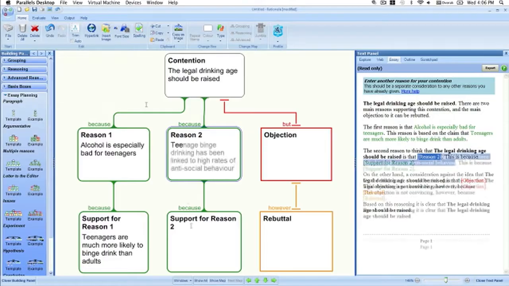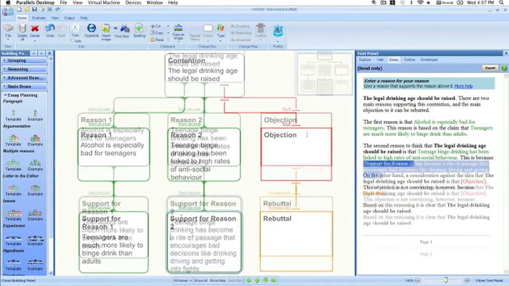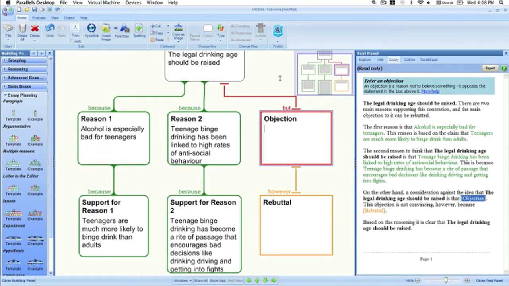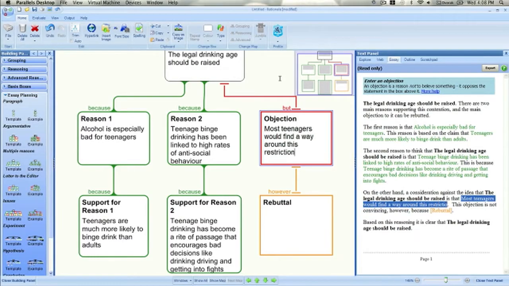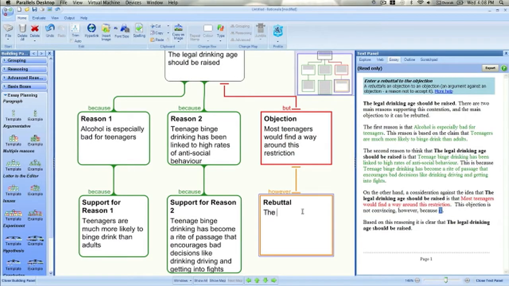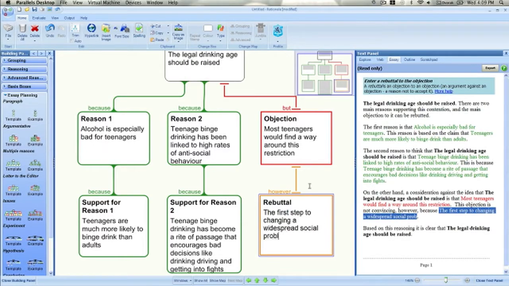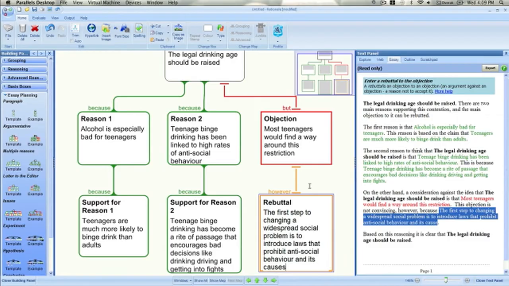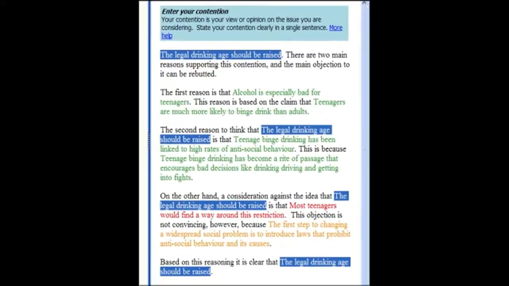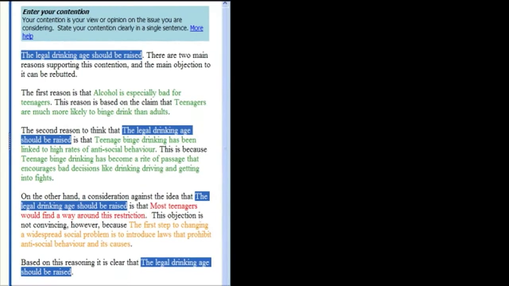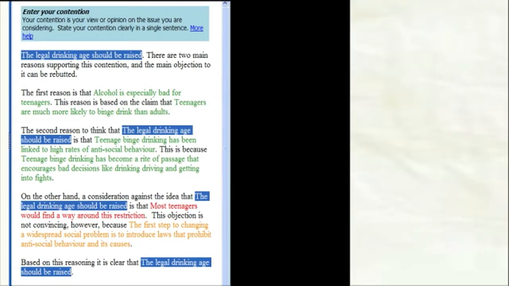I added another main reason, and a supporting one too, and then moved on to an objection. But most teenagers would find a way around this restriction. However, the first step to changing a widespread social problem is to introduce laws that prohibit antisocial behavior and its causes. As I filled in the boxes, my essay template was being automatically generated. It's just a skeleton text, but it's better than starting from a blank sheet of paper.